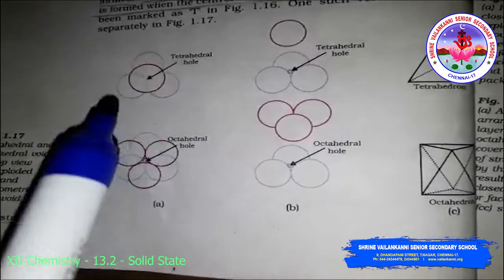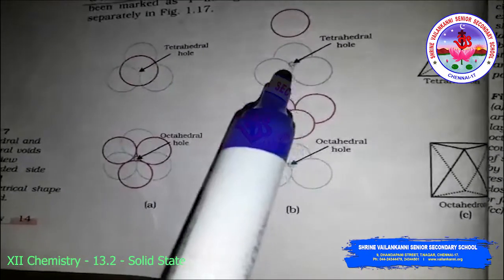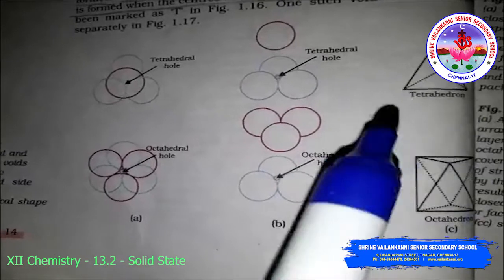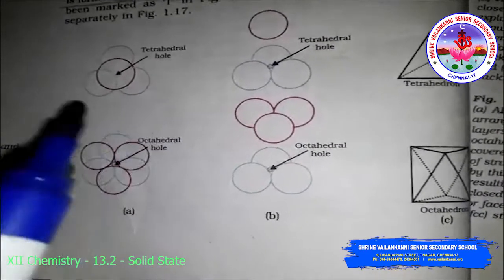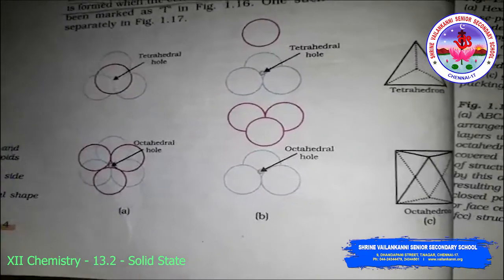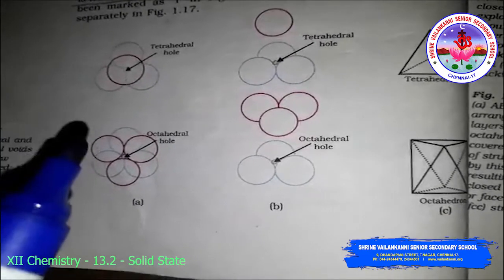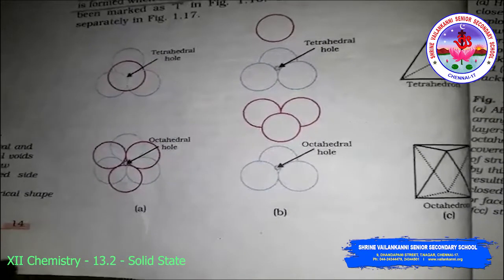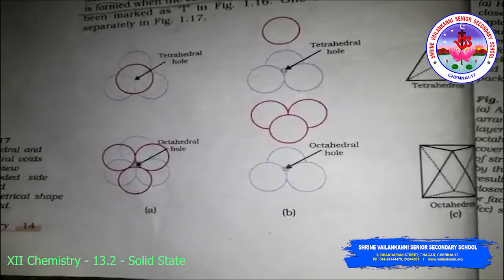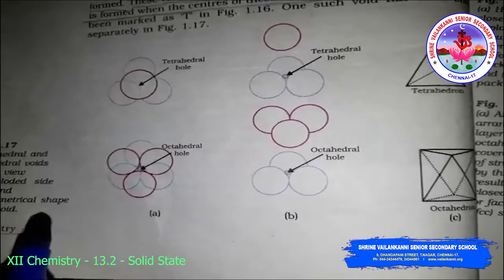Tetrahedral fold. So this is the shape of the tetrahedron, and usually they are symbolized in T like this. Such voids are called tetrahedral voids. In other places, the triangular voids in this second layer are above the triangular voids in the first layer.